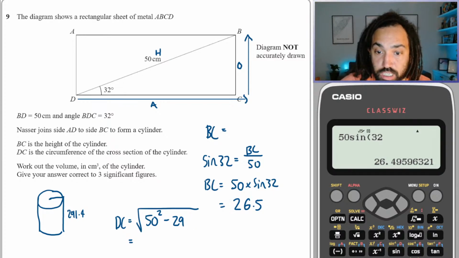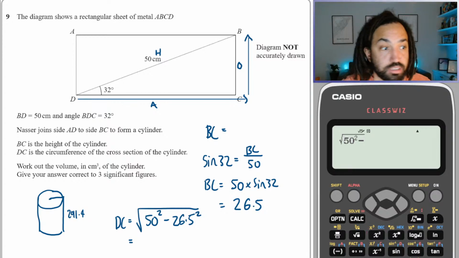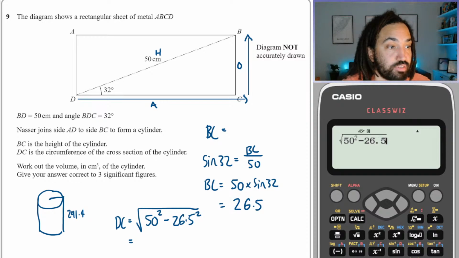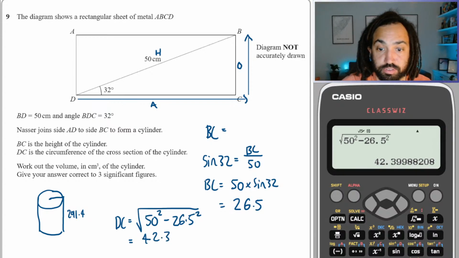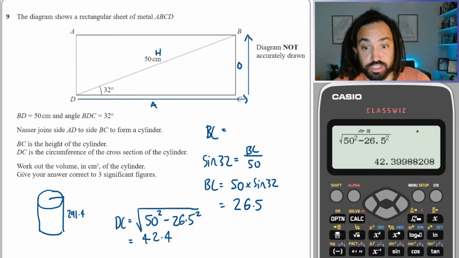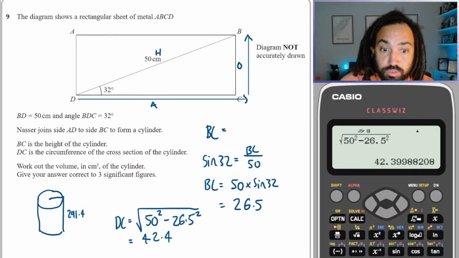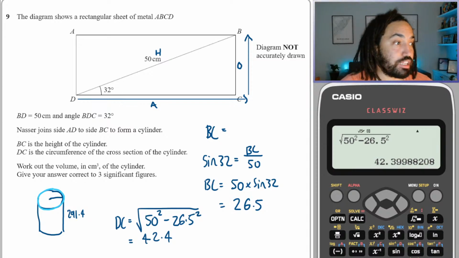Okay, so we've got this here like this. Yes, let's square that, perfect. Okay, so we're going to do the square root of 50 squared minus 26.5 squared, and that's going to give us 42.4. Okay, so that is the circumference of the cylinder. That's wrapped all the way around the cylinder like that.